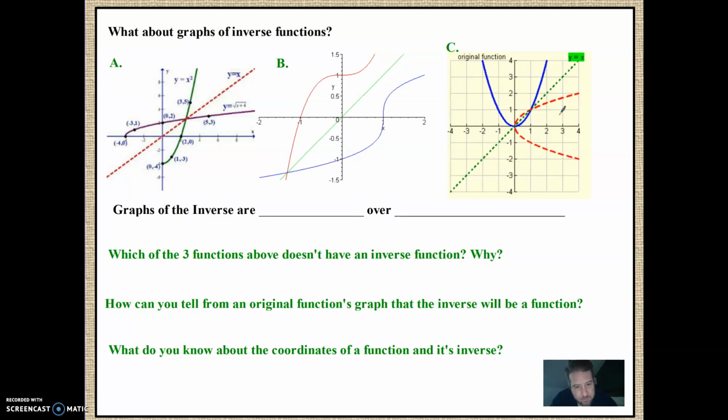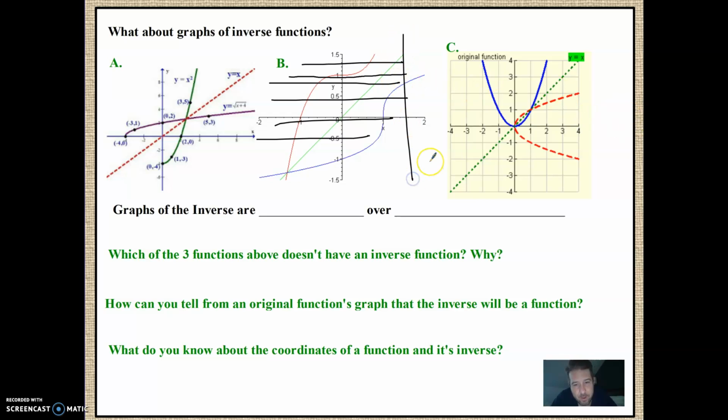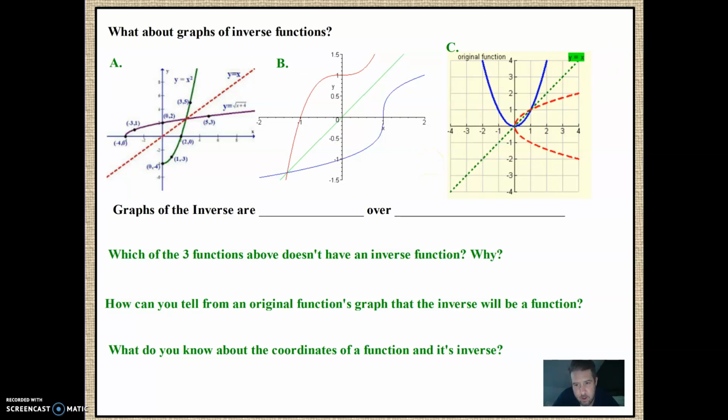How can you tell from the original function's graph that the inverse will be a function? If the original function passes the horizontal line test, then you know its inverse is going to be a function. In other words, if this red line is the original and you draw a horizontal line anywhere, you should never be able to hit that function more than once, no matter what location it is. Even if you hit it right here where it's curving, you're only going to hit the red line once. The reason is that when you reflect it, it's going to become a vertical line, and the vertical line test is how you prove whether or not something is a function.